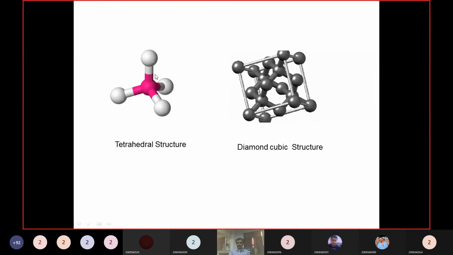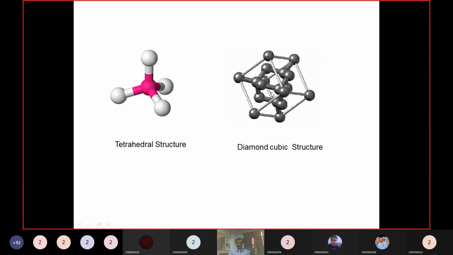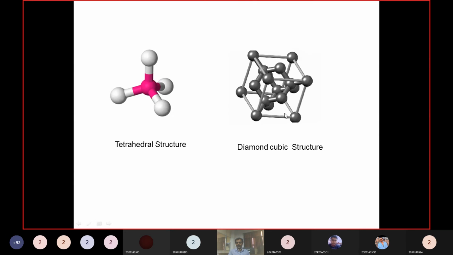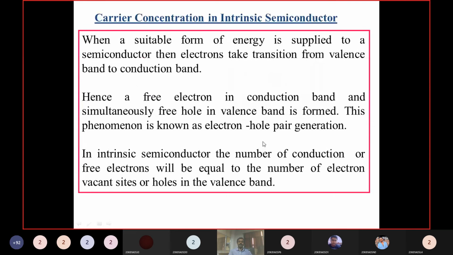So this tetrahedron structure, if you take it in a 3-dimensional unit cell, will be a diamond cubic structure. That is the structure of the silicon atom. Similarly, the germanium atom is also the same. The outermost shell has 4 electrons, so for stability, it forms covalent bonds with the surrounding atoms.